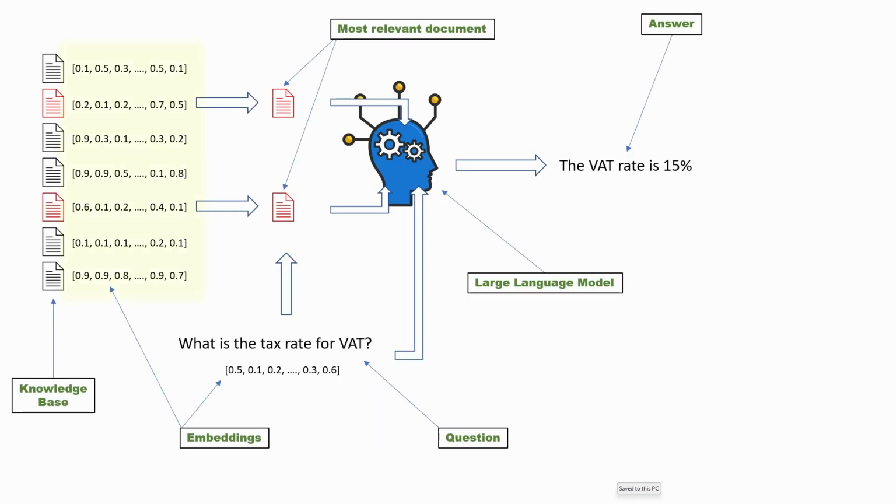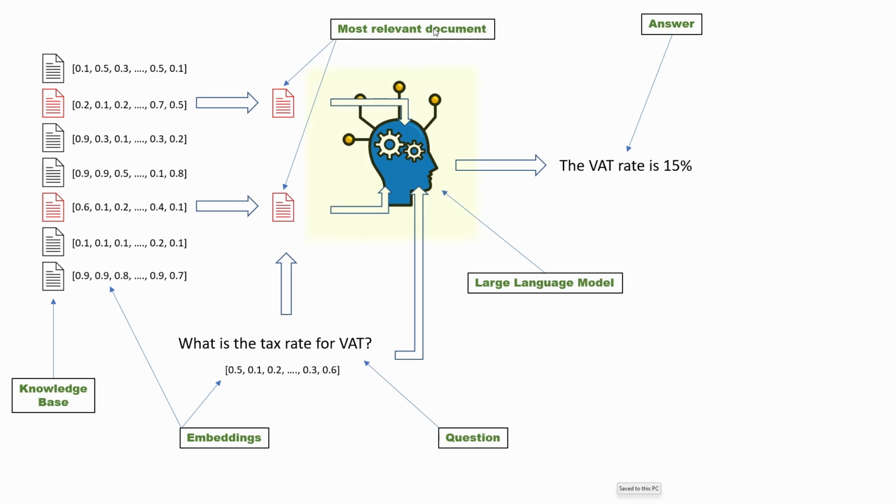For every document in our knowledge base, we will calculate an embedding. When we have a question, such as what is the tax rate for VAT, we will calculate the embedding for the question. We can use these embeddings now to select those documents in our knowledge base that are most likely to have the answer to our question by simply calculating the distance from the question to the document in this multidimensional space and selecting the top two documents. Now we have two documents that may have the answer to the question.